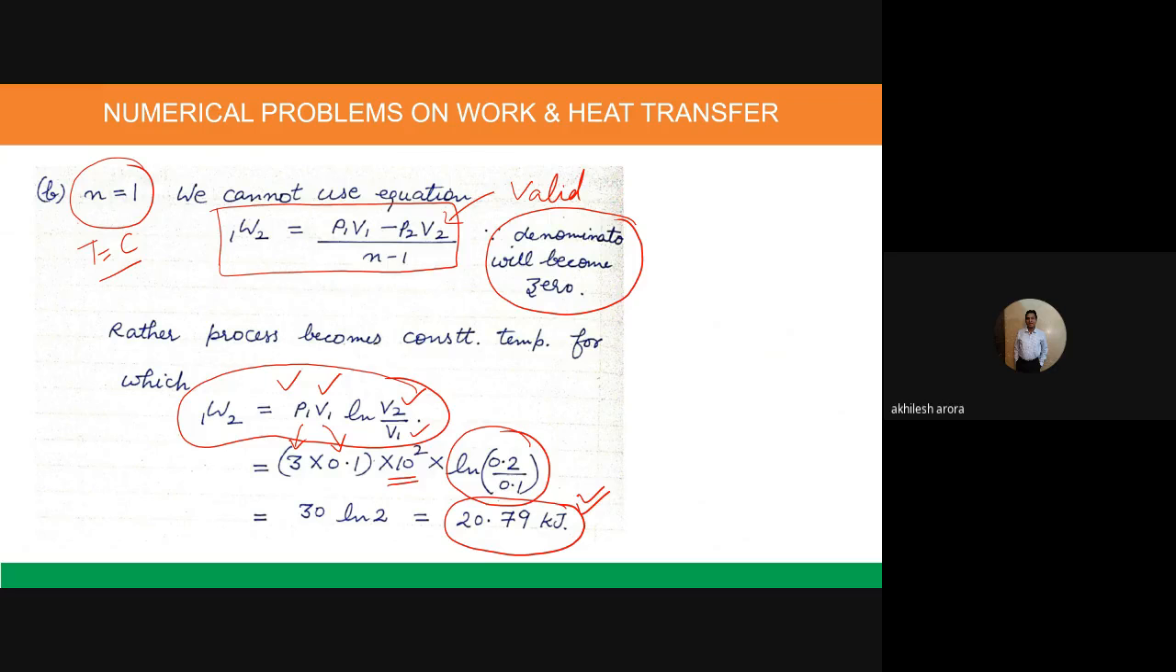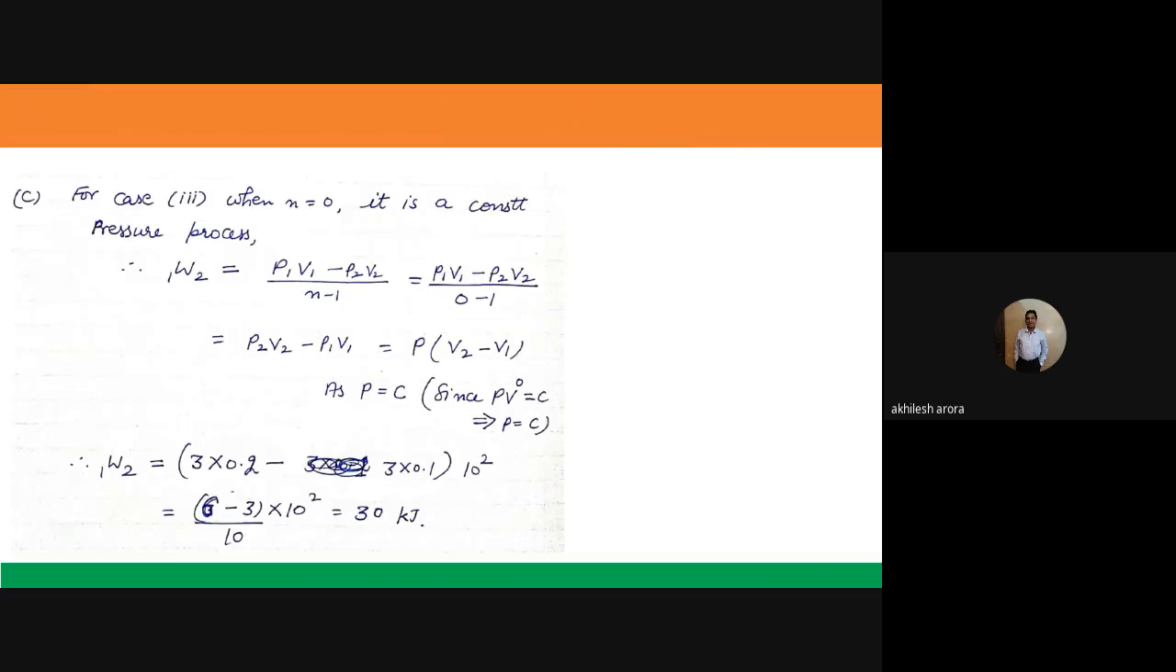Now we will go for a constant pressure process where the value of n is equal to 0. So this is n is equal to 0. It is a constant pressure process. So from the polytropic equation of the work transfer, I can convert this into work transfer for the constant pressure process. So putting the value of n as 0, I will get P2 V2 minus P1 V1, and because it is a constant pressure process, P can be taken out of the brackets, and I am left with V2 minus V1, and I know all these three values.